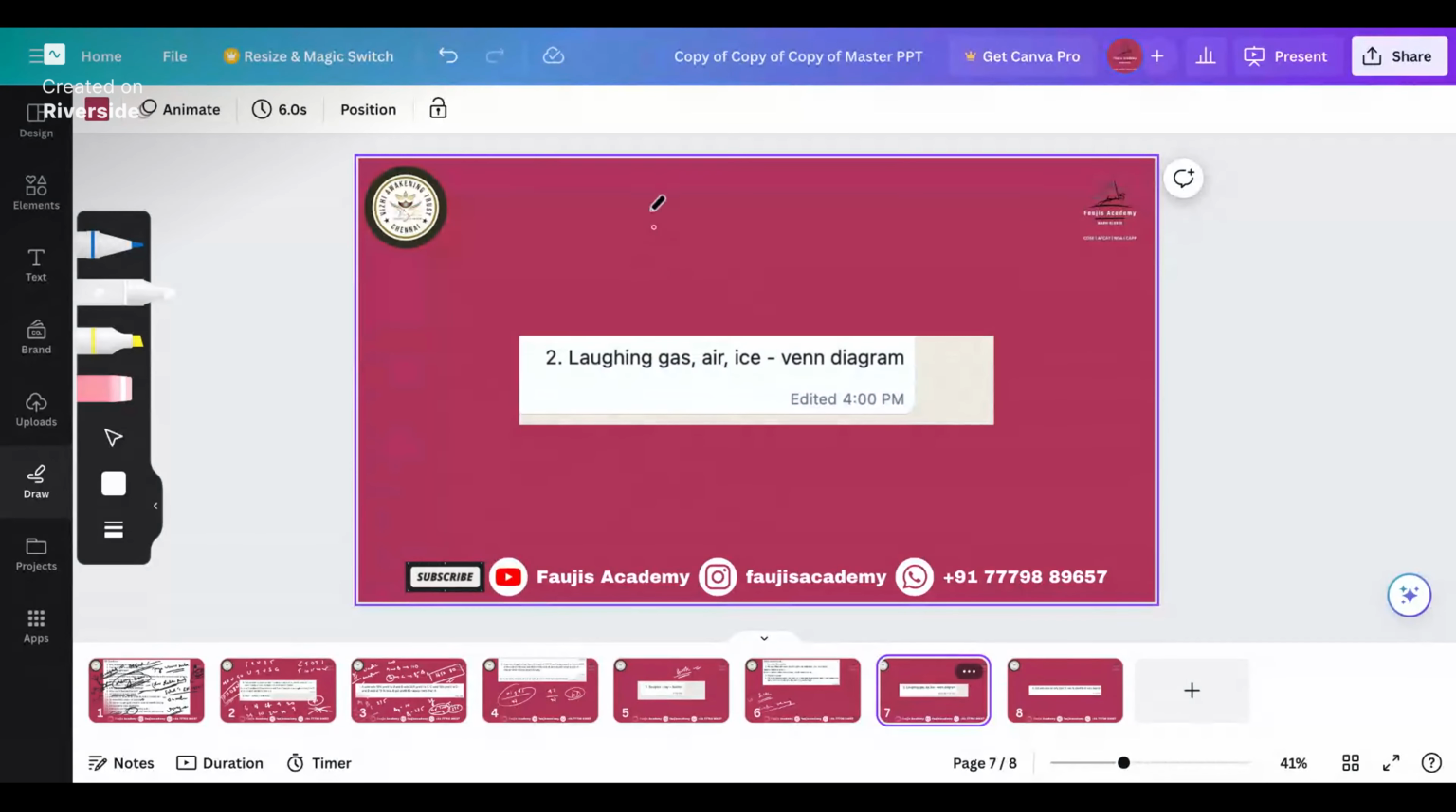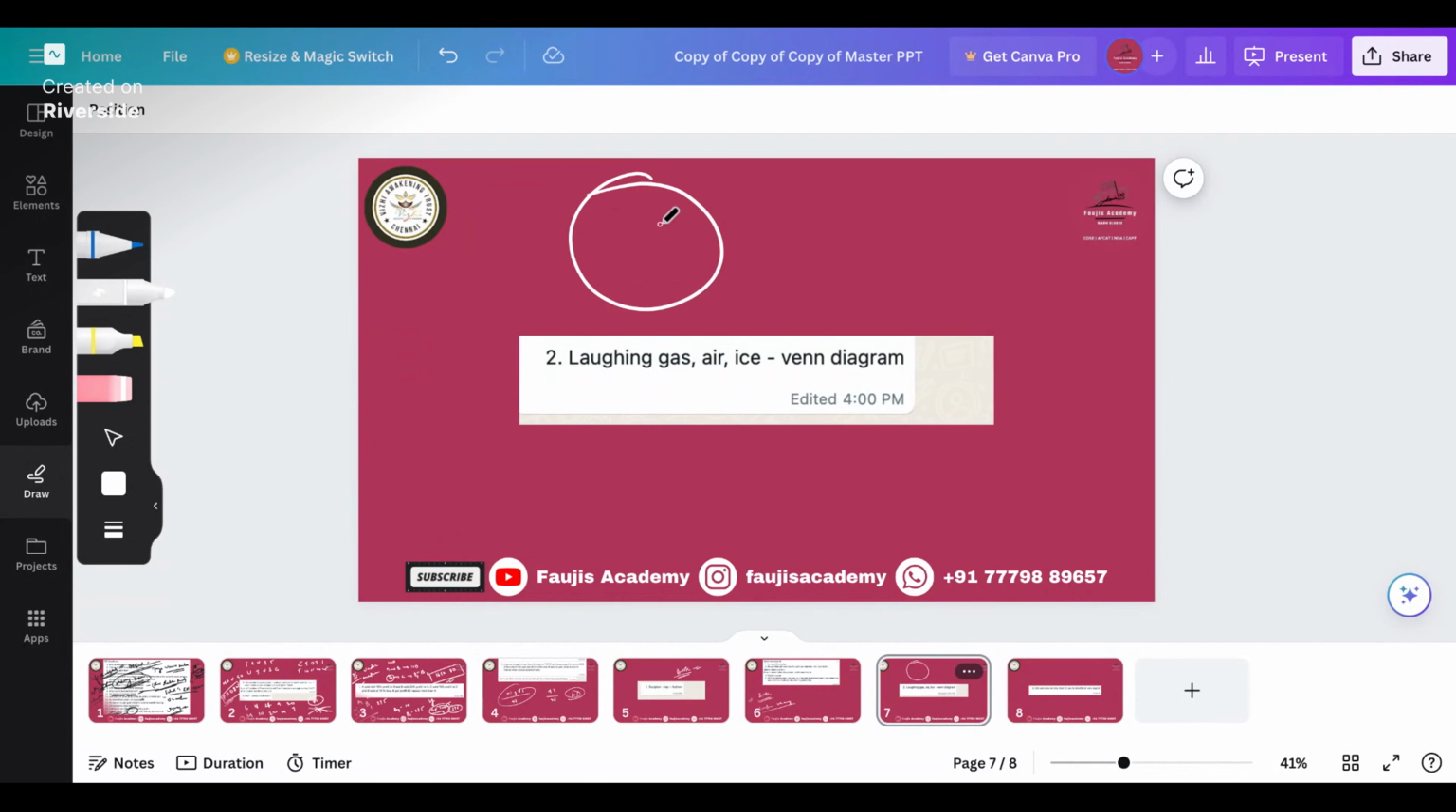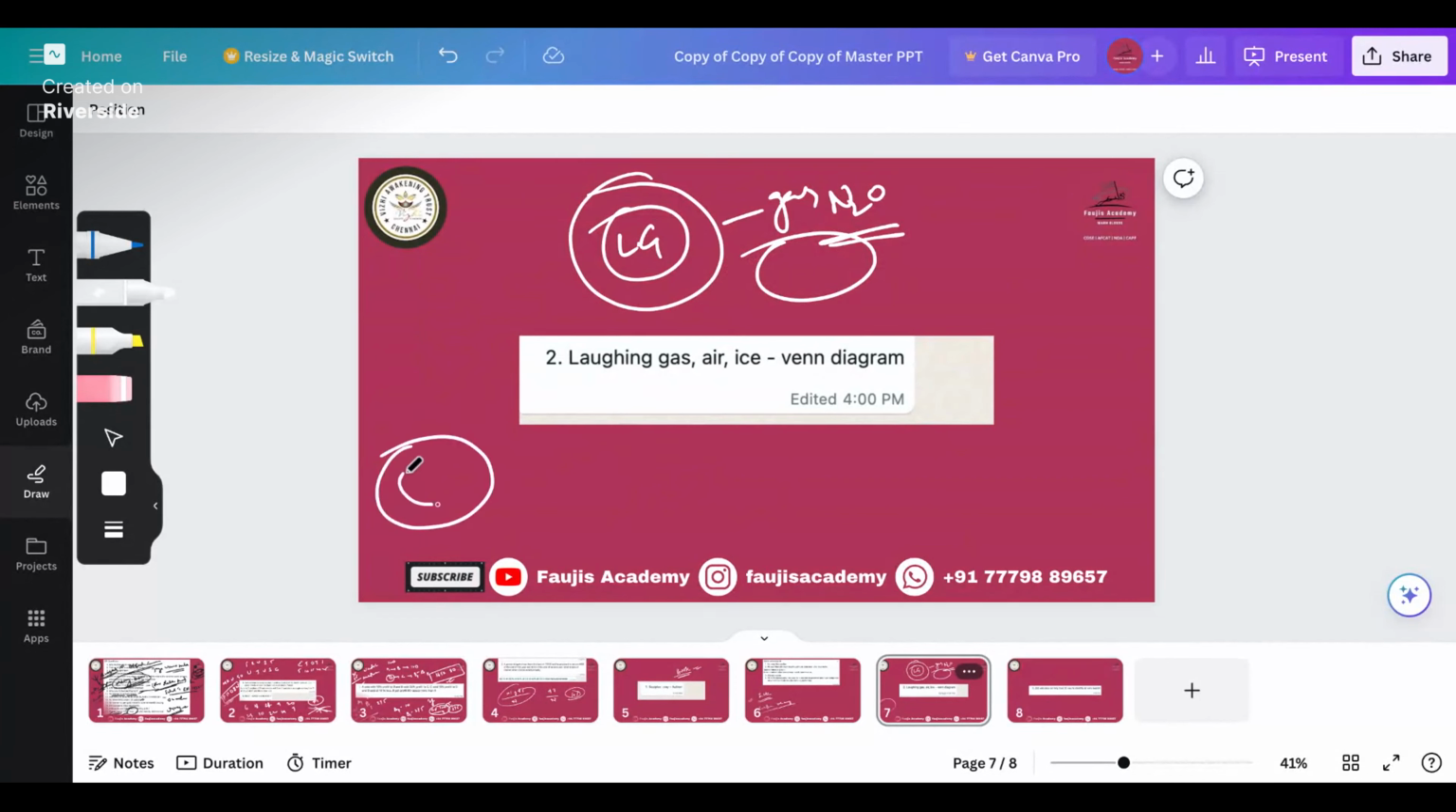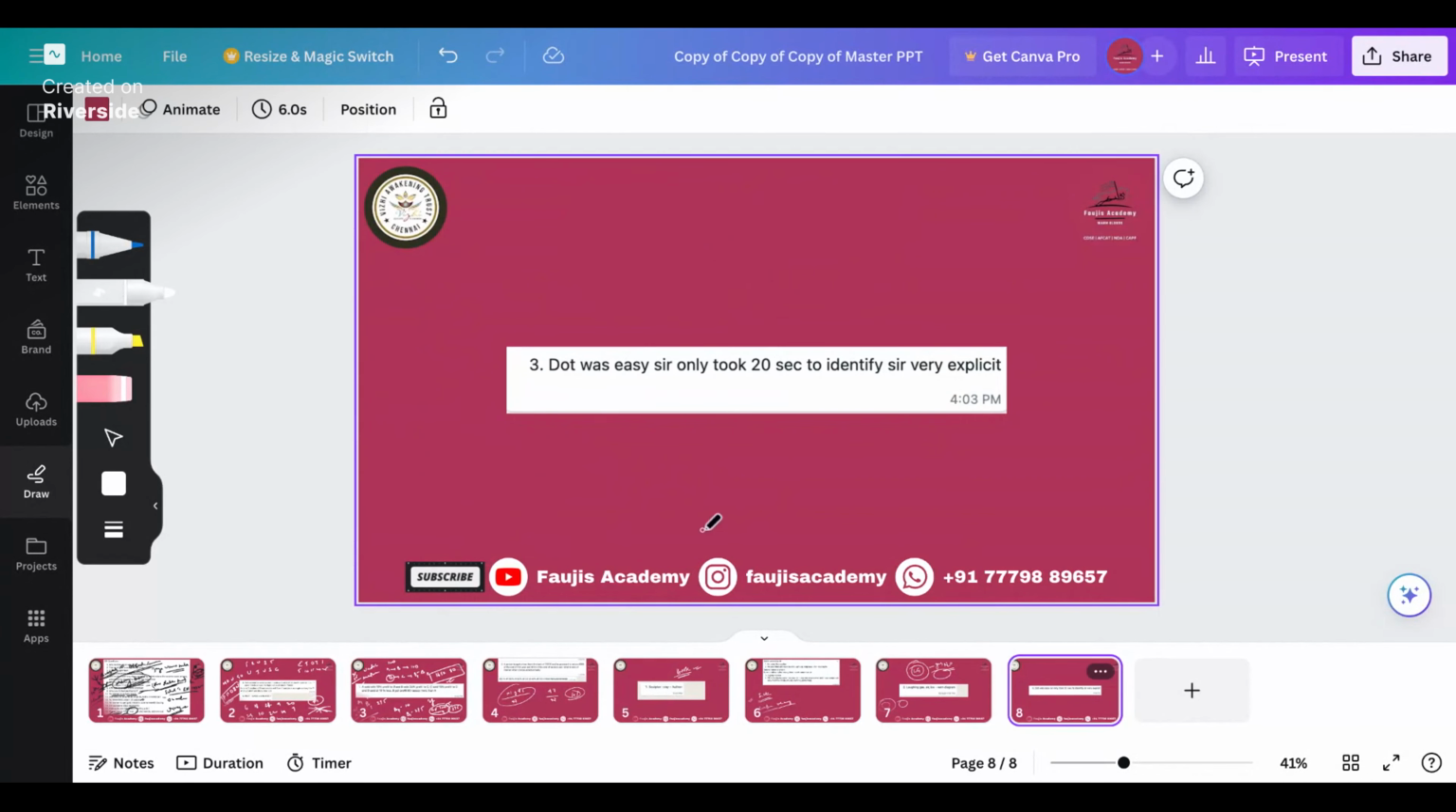Laughing gas, air, and ice. Venn diagram. Okay, this is your air. In air everything will be there: laughing gas, oxygen, nitrogen, argon, helium, whatever. Laughing gas is also a gas, N2O or NO2. Okay, find out. GS sir, what is the answer to laughing gas? Laughing gas and air are both gas. Yeah, but it is NO2 or N2O, please find it out. Let's just Google it, and laughing gas will be N2O. Yeah, N2O. So laughing gas and your gas are like this over here, and ice is completely different stuff. So your Venn diagram will look something like this, right guys? Let's move on to the next question.